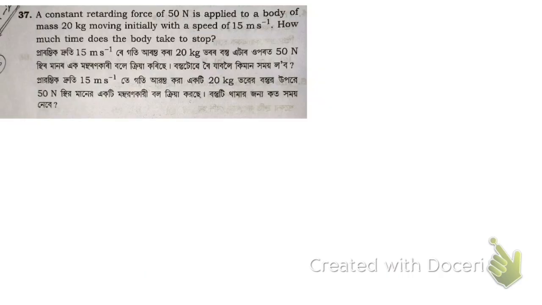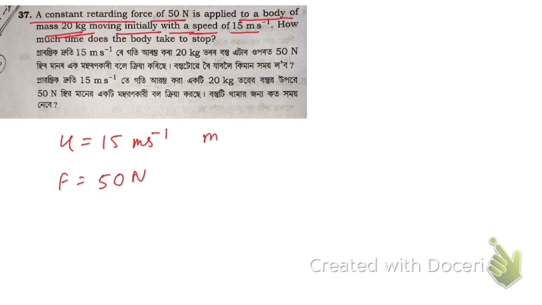Next, a constant retarding force of 50 Newton is applied to a body of mass 20 kg moving initially with a speed of 50 meter per second. Initially it was moving with 50 meter per second. Okay, then a retarding force is applied. F is equal to 50 Newton. Okay, and mass of the body is 20 kg. How much time does the body take to stop?